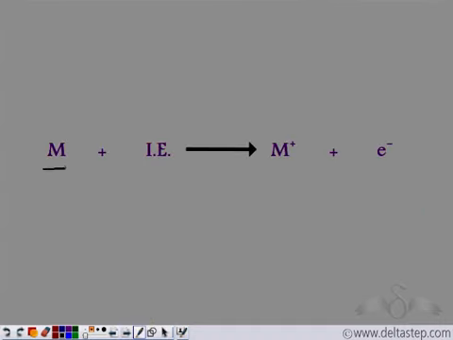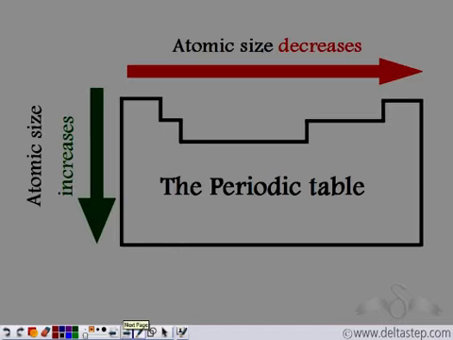So there's an atom, you provide it with ionization energy, and this helps to remove an electron from the atom. When this electron is removed, we are left with a positively charged ion. So let's see how this ionization energy varies in the periodic table.